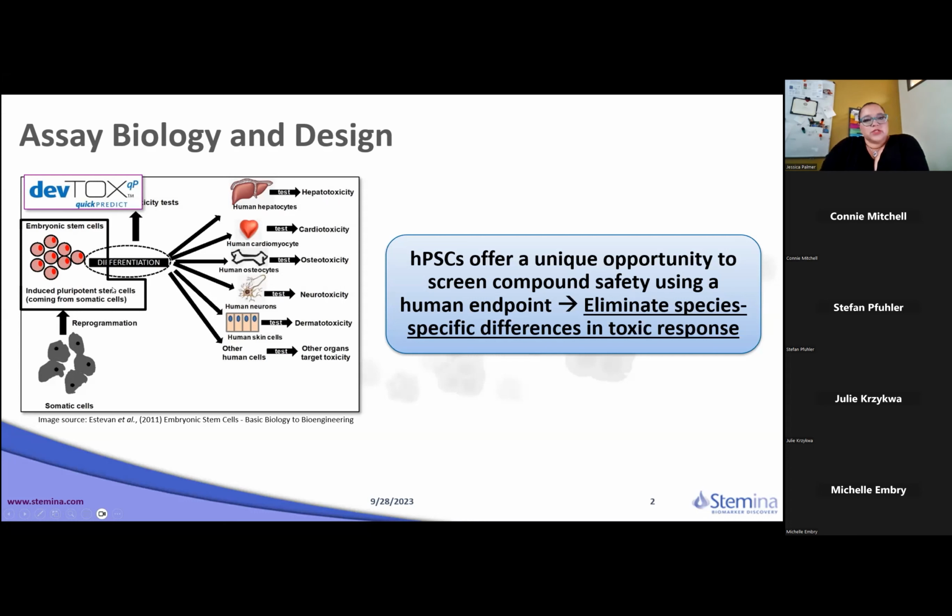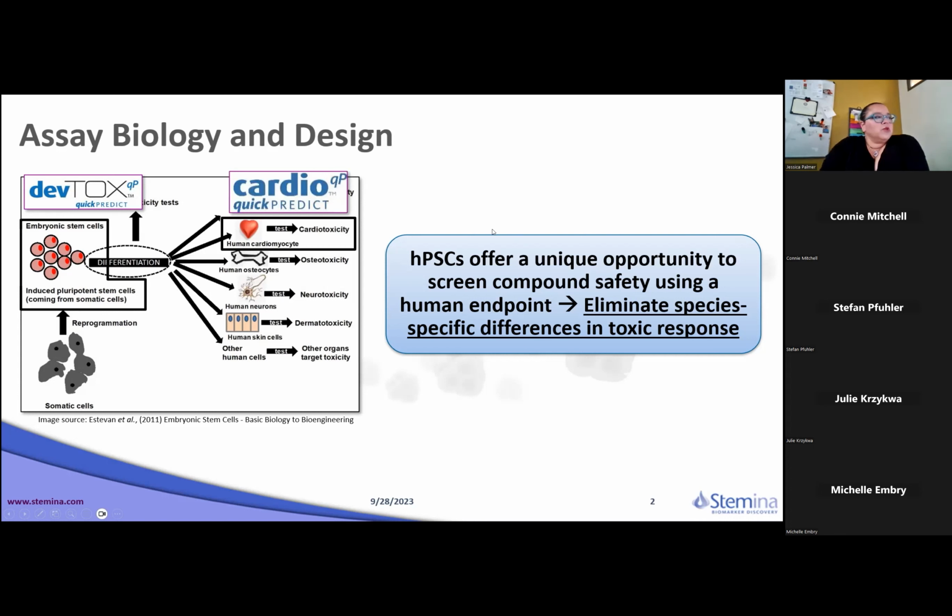The reason we chose to do this was because we didn't want to go down any specific lineage, which could limit our sensitivity to that specific lineage for an effect. The assay does work with both embryonic and induced pluripotent stem cells, but everything that we really do now is with the induced pluripotent stem cells, and that's what we're taking forward for qualification with the FDA.